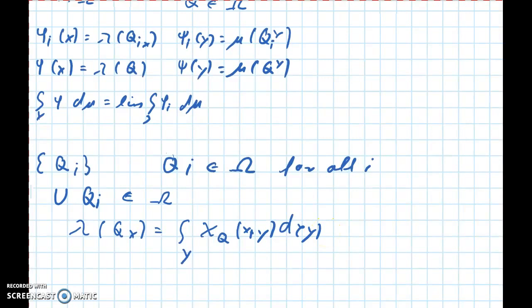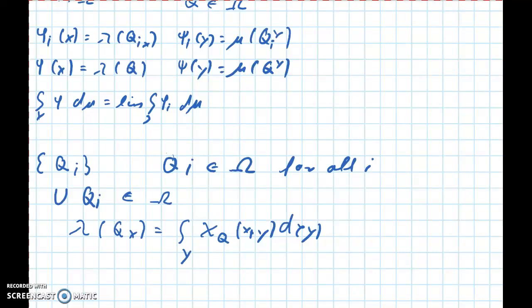And this means that for finite unions of disjoint sets, the statement is clear, because the characteristic function of the disjoint union of finitely many disjoint sets is the characteristic function of the union. And now for arbitrary countable unions of disjoint sets in omega, we can apply the statement we have proven a moment ago.